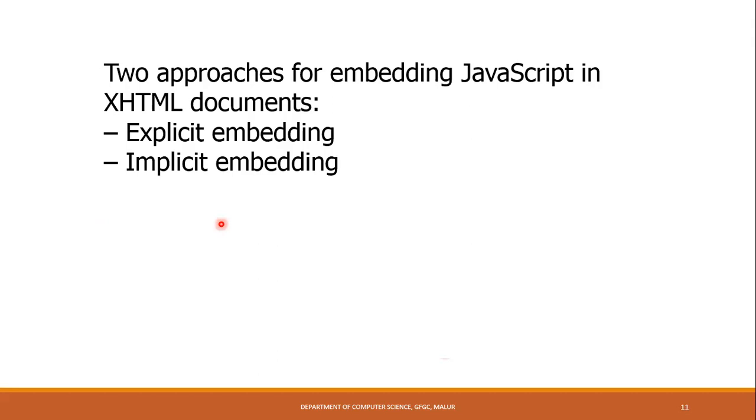Next, we'll move on to two approaches for embedding JavaScript in XHTML. That means in HTML, how we are going to use JavaScript, that we need to understand. So there are two ways. One is called explicit embedding. Another is called implicit embedding. Explicit embedding means if I write along with the HTML coding, JavaScript coding also when I include in the same program, then I call it as explicit embedding.